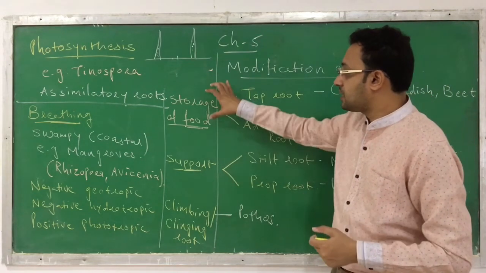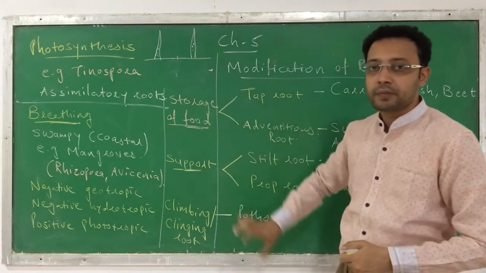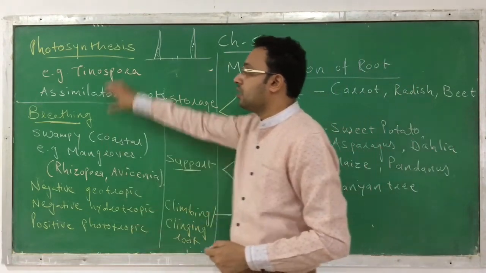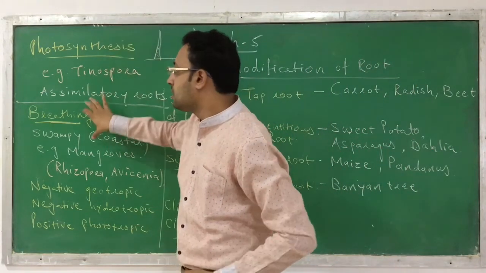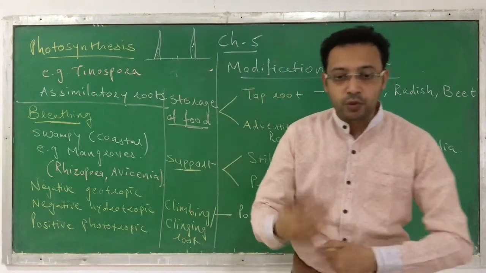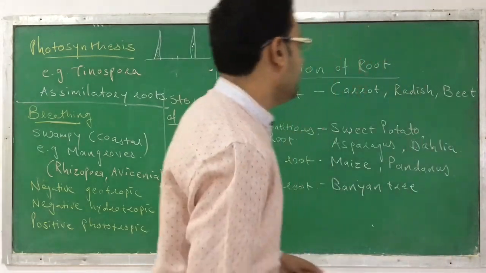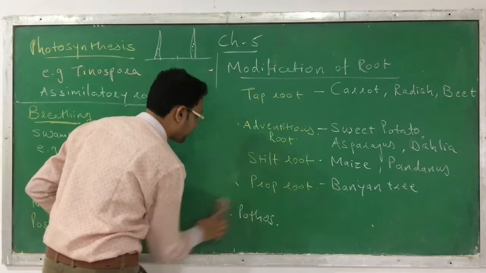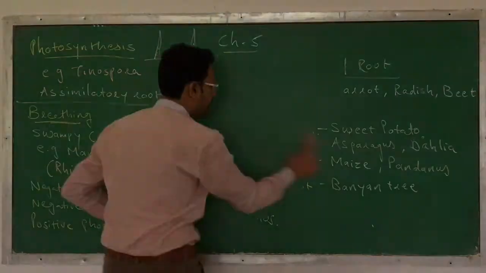Till now we have discussed the five functions. First is storage of food, second is for support, third is for climbing and clinging, the fourth one is photosynthesis, the fifth one is breathing. Now we are moving ahead and we will discuss the other special functions for which the roots are modified. So let's discuss the other functions.